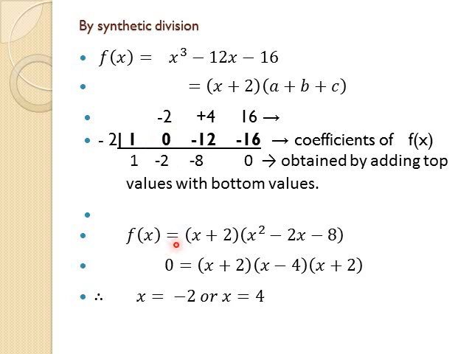So therefore f(x) equal x plus 2, 1x squared, minus 2x minus 8. Factorize further, x times x, x squared, minus 4 times 2, negative 8, minus 4x plus 2x gives me minus 2x. Therefore, x equal negative 2 or x equal 4.